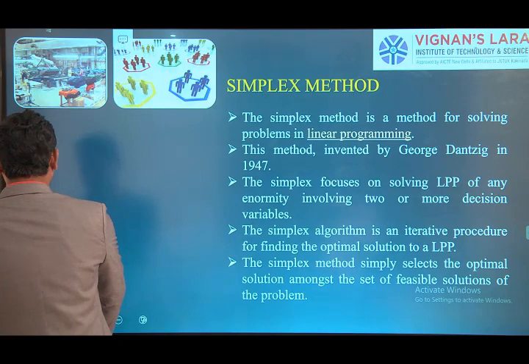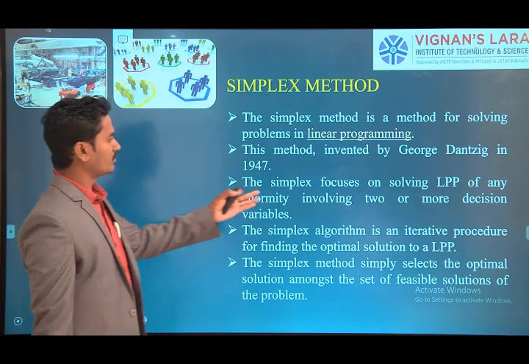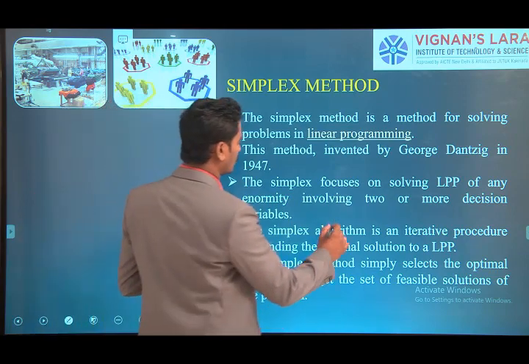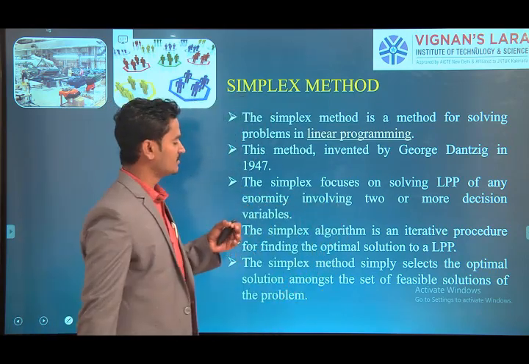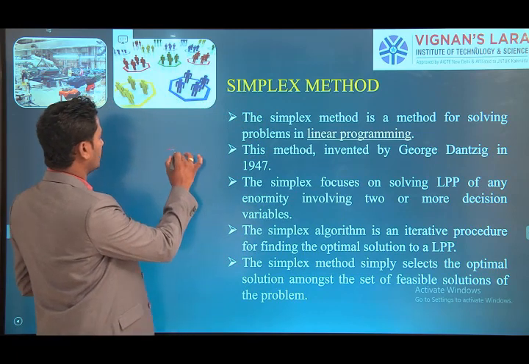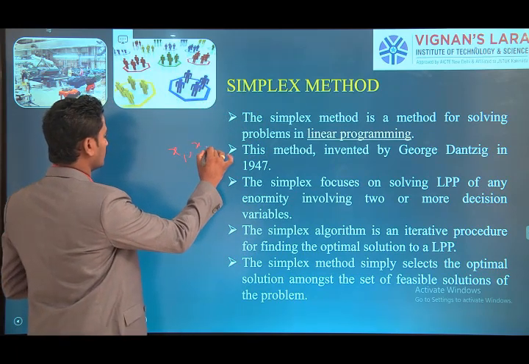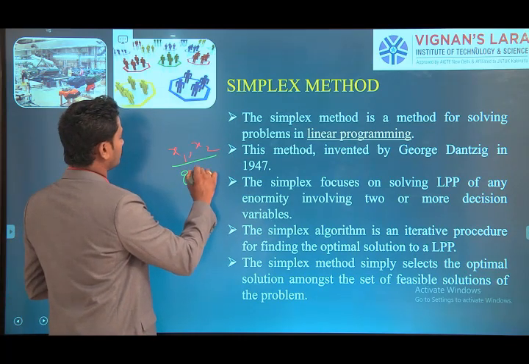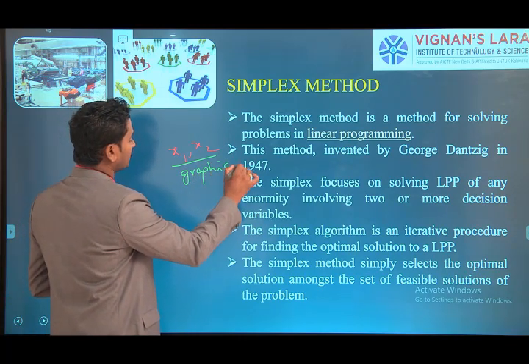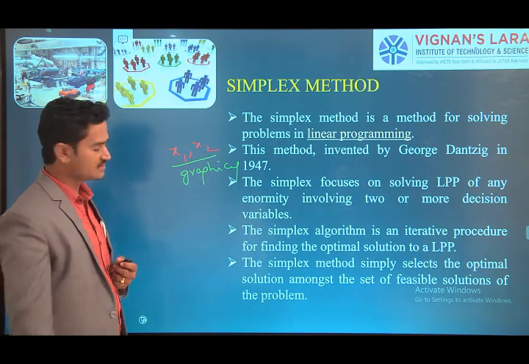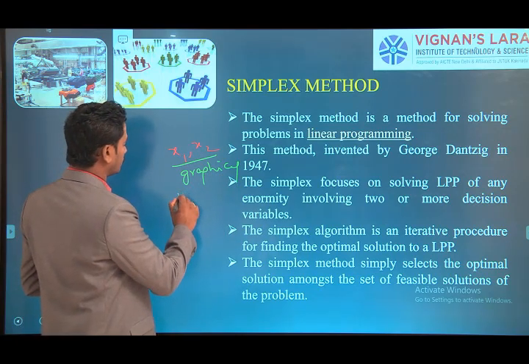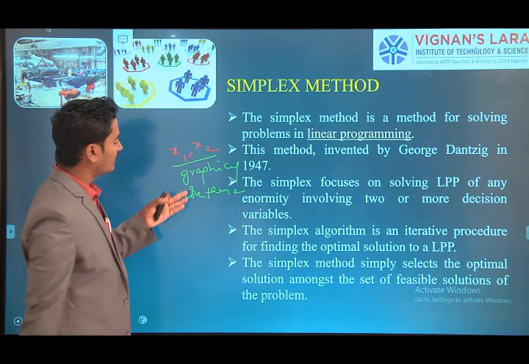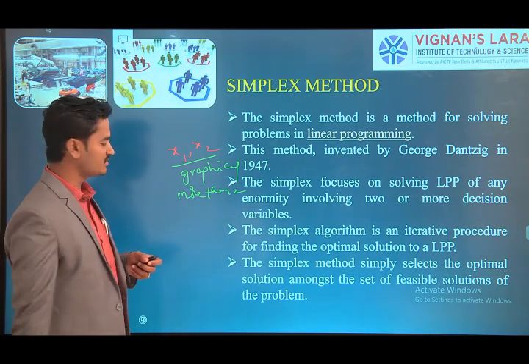The simplex method is suitable for more than two decision variables. When we have more than two variables, we choose the simplex method. Why? Because if the variables are x1 and x2, when we have two variables, the graphical method is suitable. If the count of decision variables is more than 2, it is difficult to find the optimal solution.